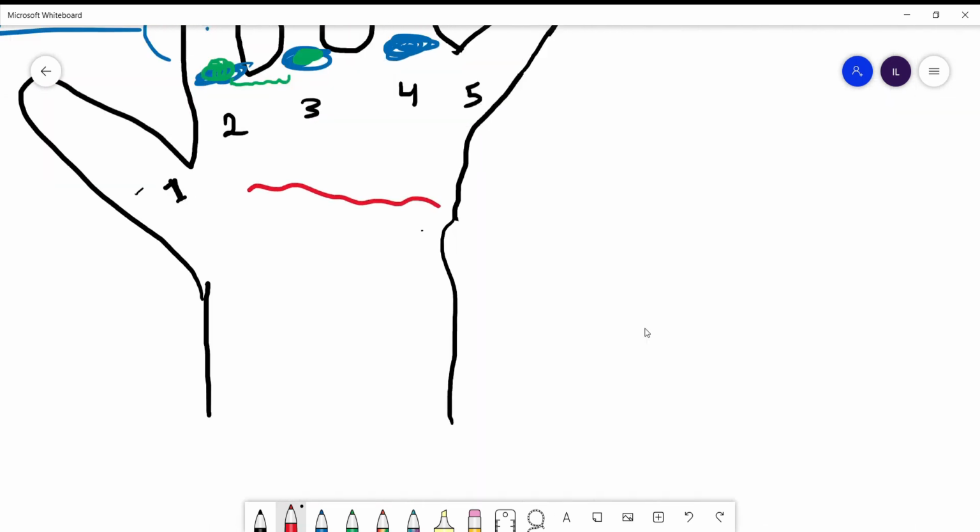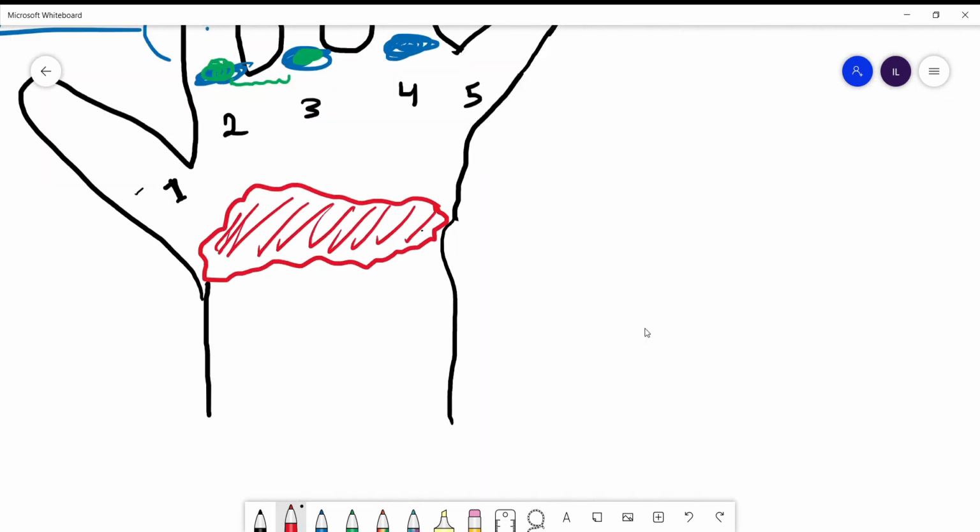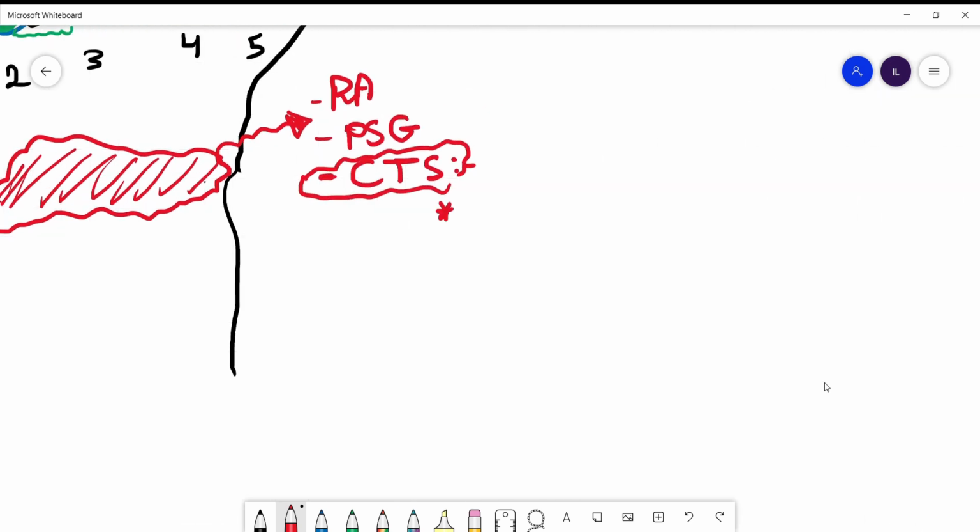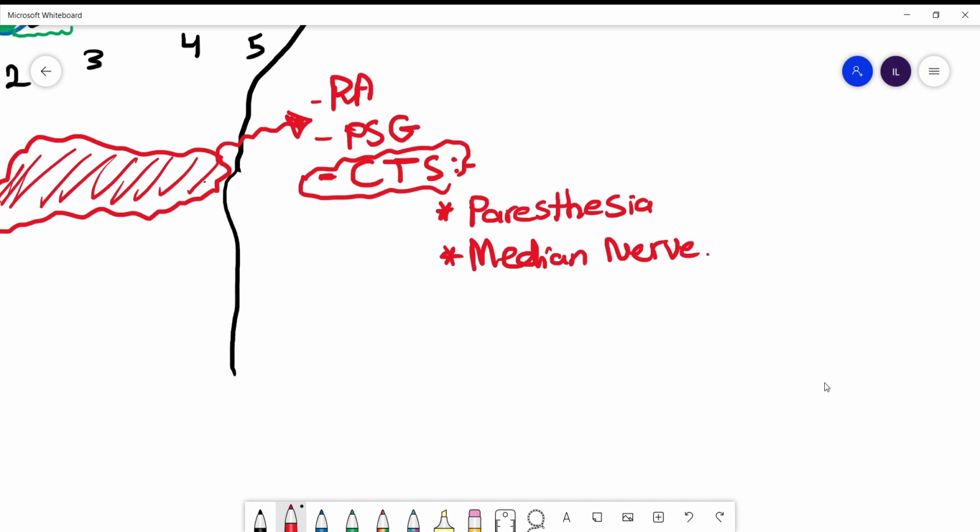Now, what about the wrist area here? So in this area, we have three main differentials: rheumatoid arthritis, pseudogout as well, and one important one is carpal tunnel syndrome. Let's talk about carpal tunnel syndrome a little bit. So they present with paresthesia, and the cause is, as we all know, median nerve compression.